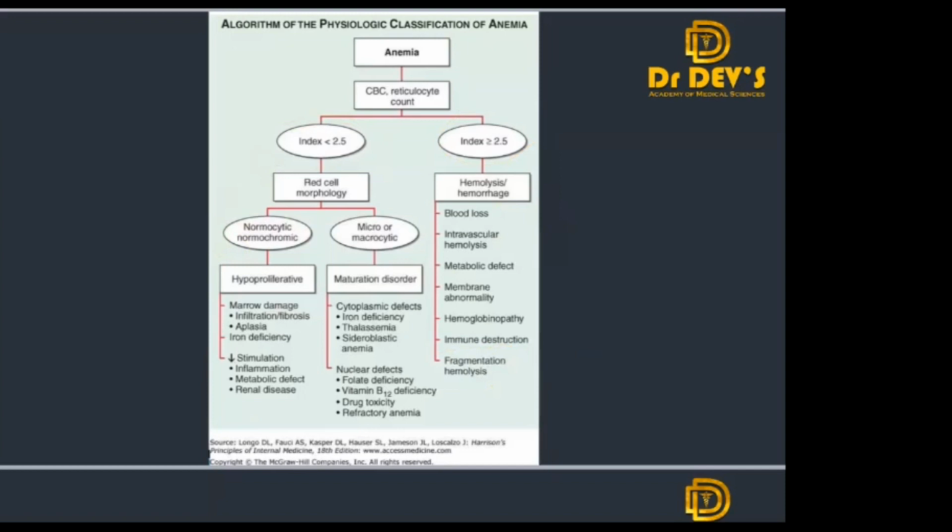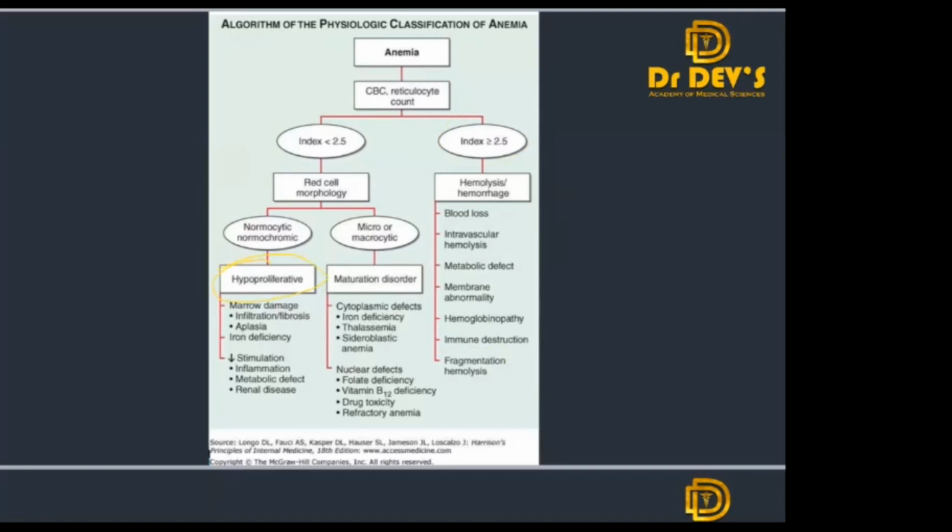So if it is normocytic normochromic, it signifies there is a production defect due to defective proliferative capacity of the bone marrow. So it will be classified as hypoproliferative anemias.